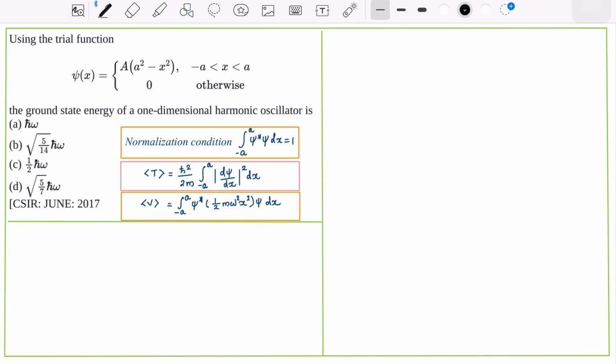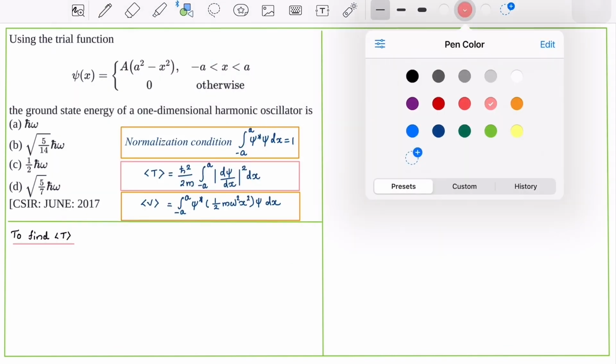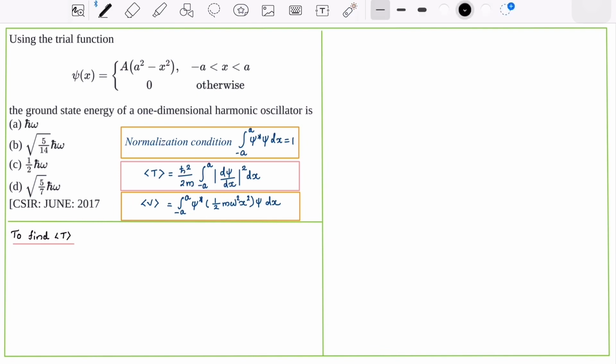Now let us find out the expectation value of kinetic energy. The expectation value of kinetic energy is given by ħ² by 2m, integral from minus a to a, of (dψ by dx) whole squared dx. We have ψ(x) equal to root of 15 by 16a⁵ times (a² minus x²). Now what is dψ by dx?